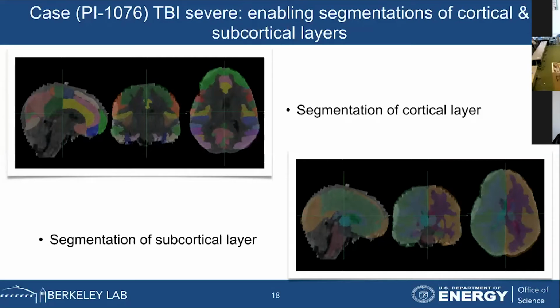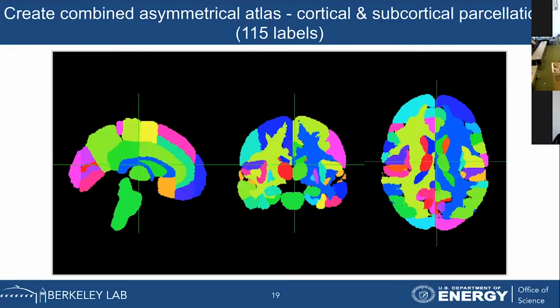And we also want to combine the cortical and the subcortical layer together, so we have a detailed characterization about the details about the brain itself. So in this slide, I'm showing 115 labels, basically combining all the cortical and subcortical parcellations together. And what we are going to do with this atlas. Okay.